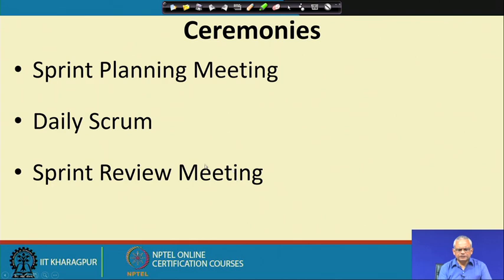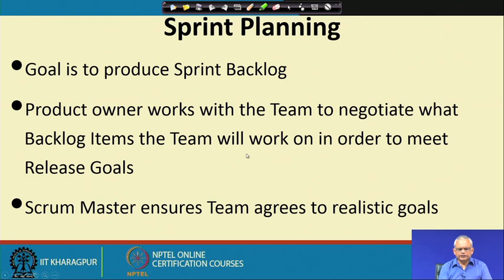There are three main ceremonies: the sprint planning meeting, where the sprint backlog is selected from the product backlog; the daily scrum, a daily meeting where the team members review what each member did the previous day, what will be achieved today, and any obstacles they are facing; and the sprint review meeting, conducted at the end of the sprint to check whether the developed increment is all right. The sprint planning produces the sprint backlog from the product backlog. Here, the product owner, who understands the customer requirement well, and the team members decide which user stories to take up next.